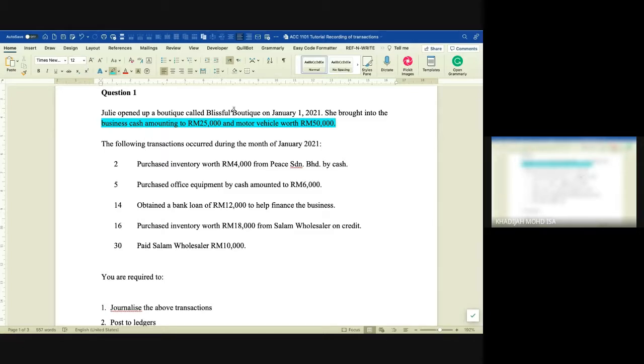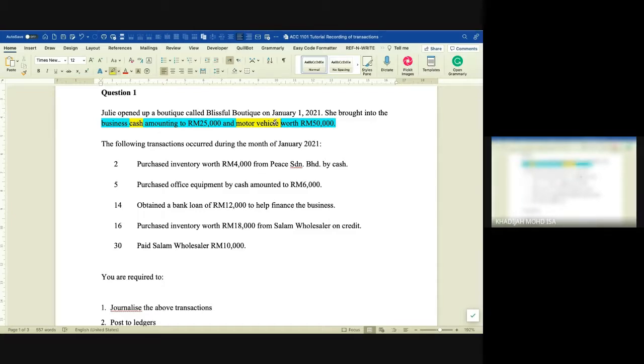Remember that first you have to identify what the accounts involved are. You have cash, and then you have the motor vehicle account. So cash and motor vehicle are your assets. And don't forget that you also have the share capital account, which will also be credited.